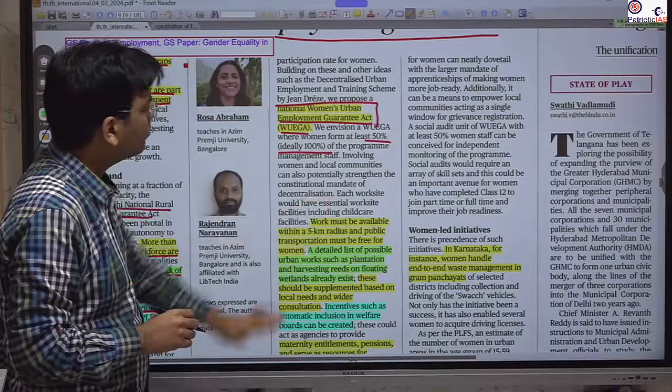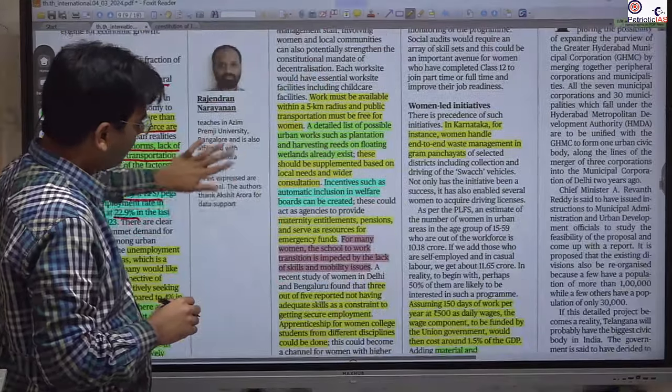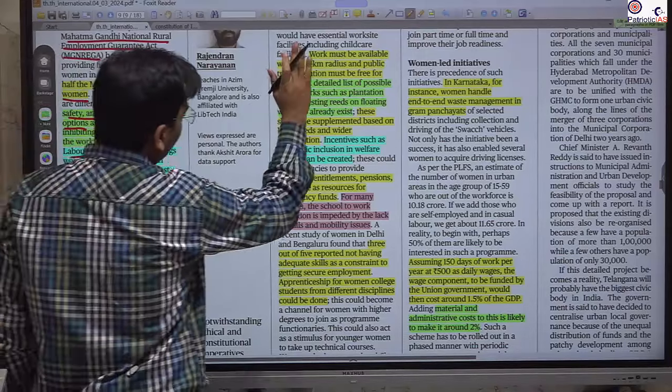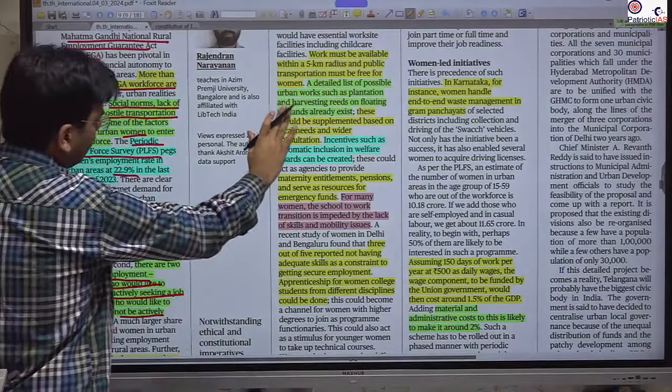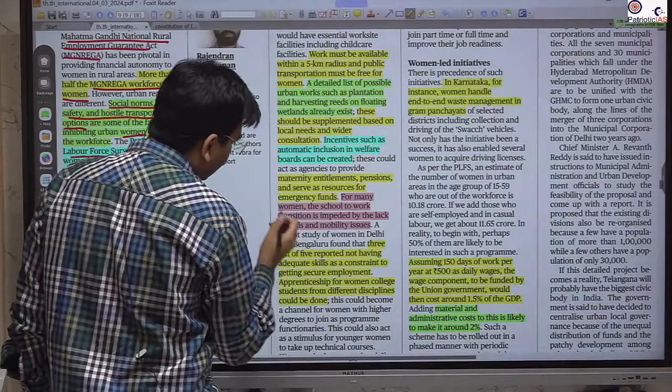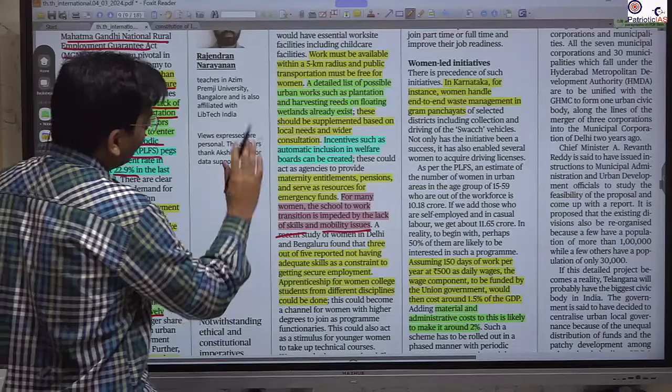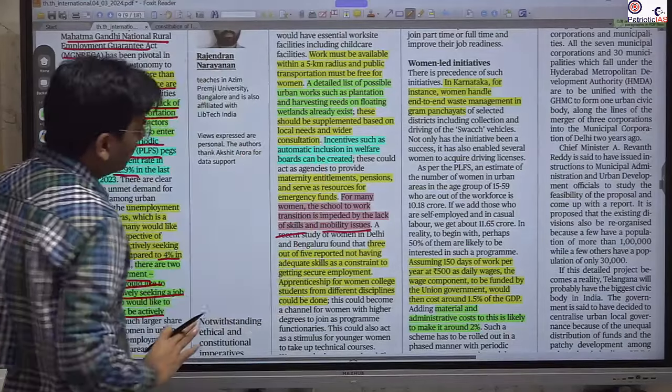But yes, there could be a case for 50% for the men and 50% for the women. Besides that, when you are going to provide all this, there is the issue of the unskilled, the lack of skill, and the mobility issue in women. That also needs to be resolved in the urban area.